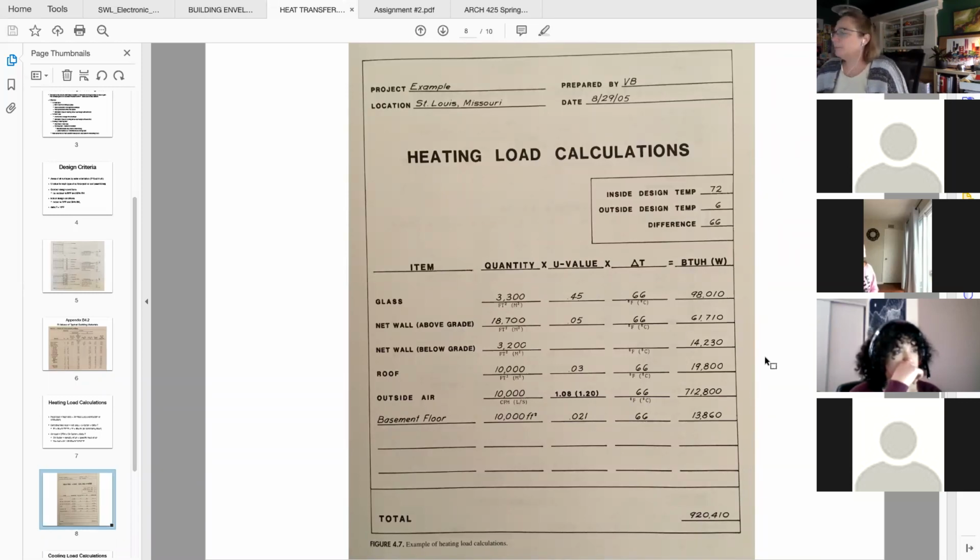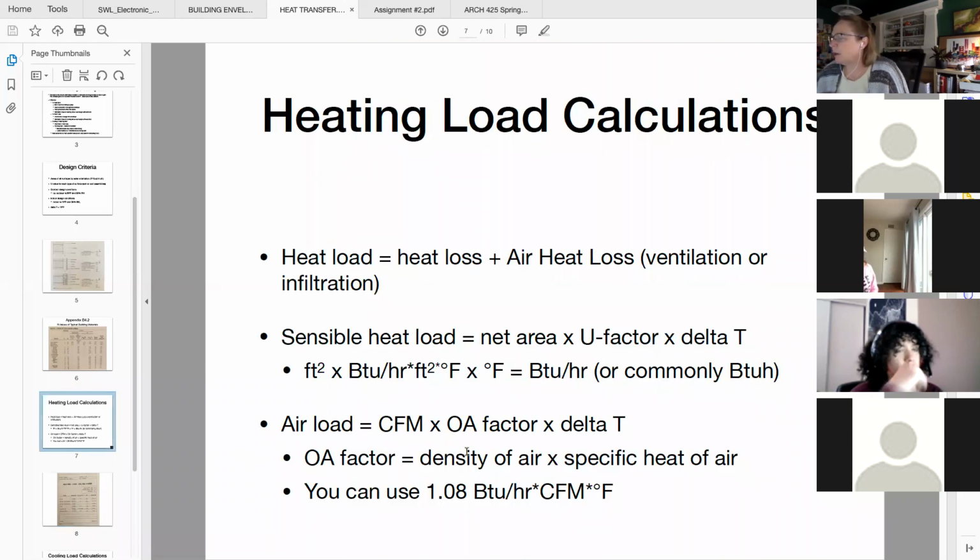This example is. Okay, the point in showing you this calculation is to give you a picture of adding up the various factors that are affecting the load.